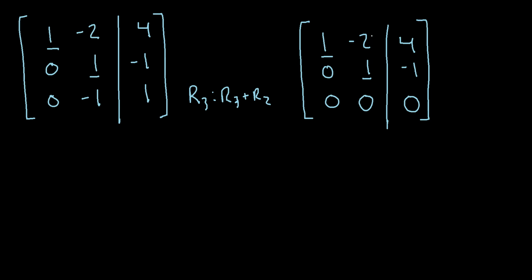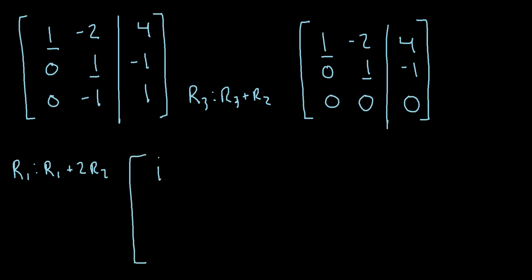Well, notice if we just take row 1 and we add 2 times row 2, that would be -2 plus 2 times 1, that would get a 0. So we'll say the new row 1 is going to become the original value in row 1 plus 2 times the value in row 2. So here's what that looks like.